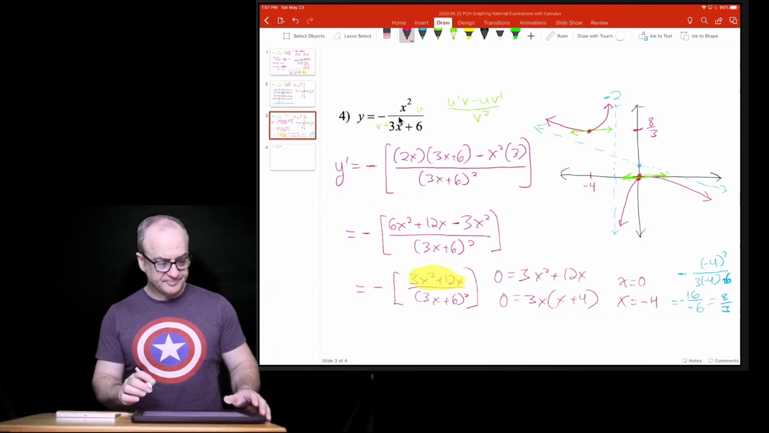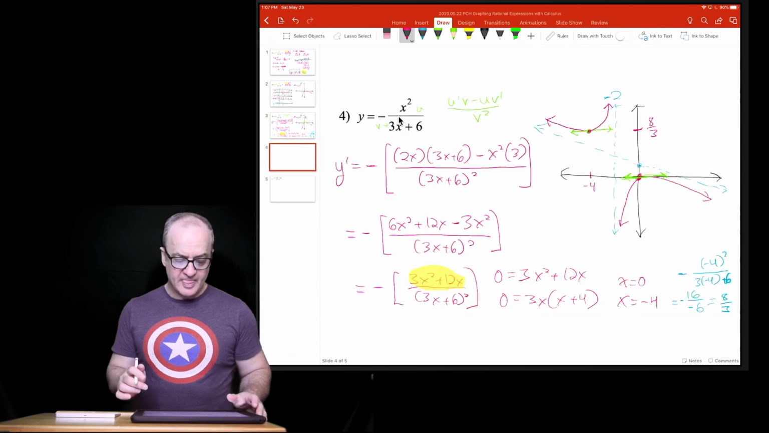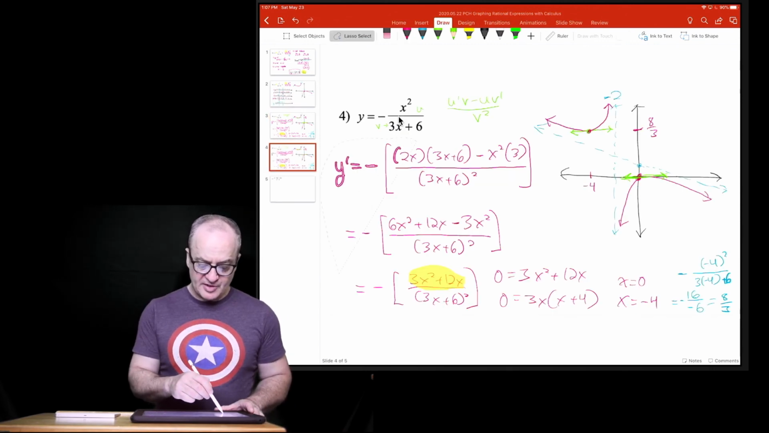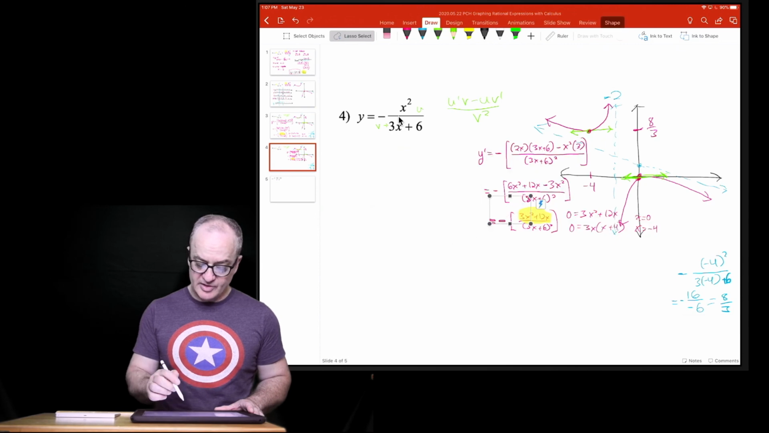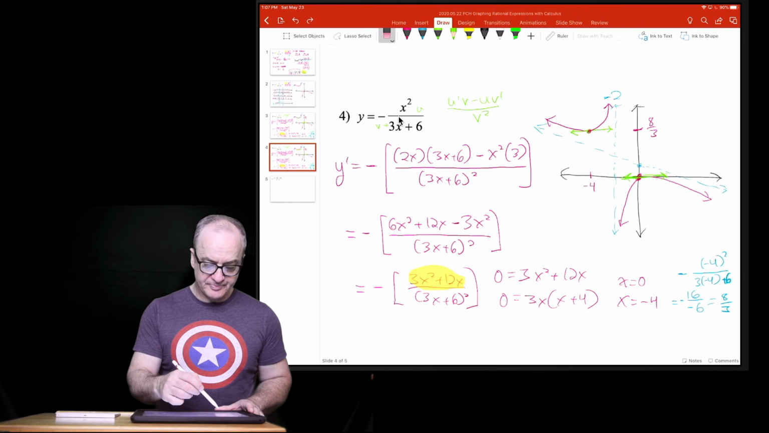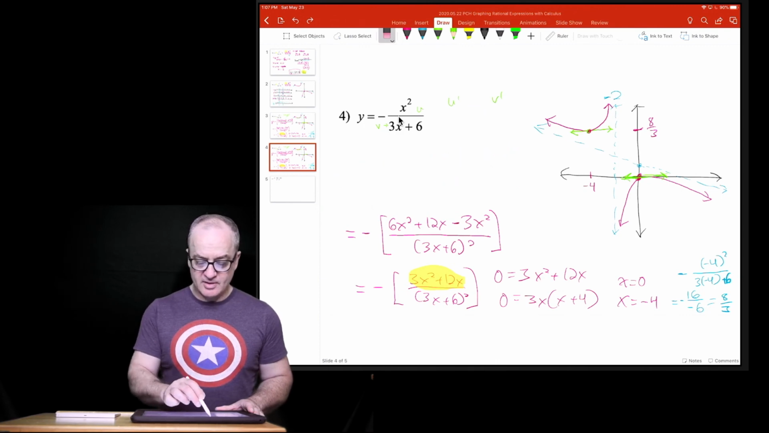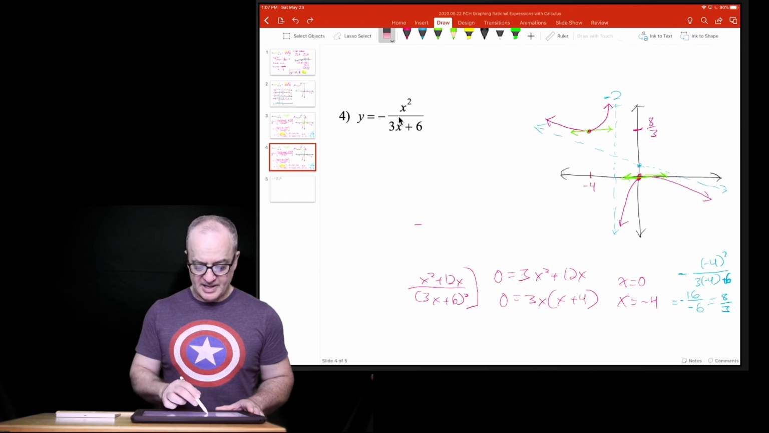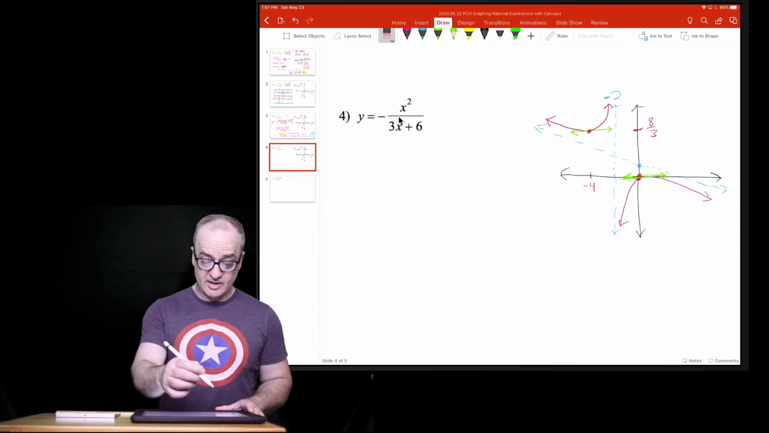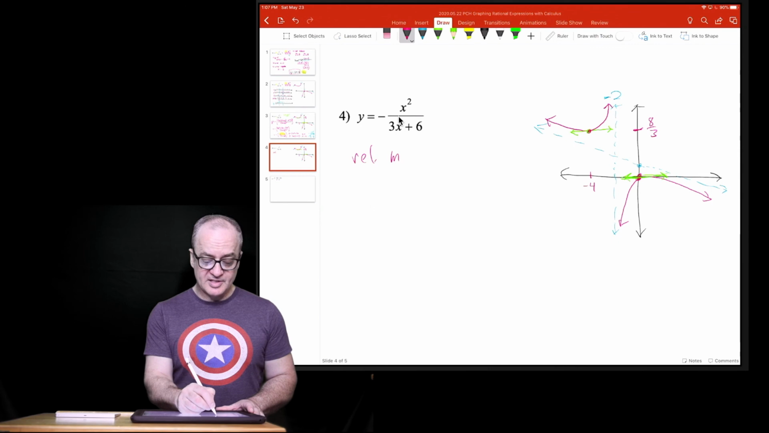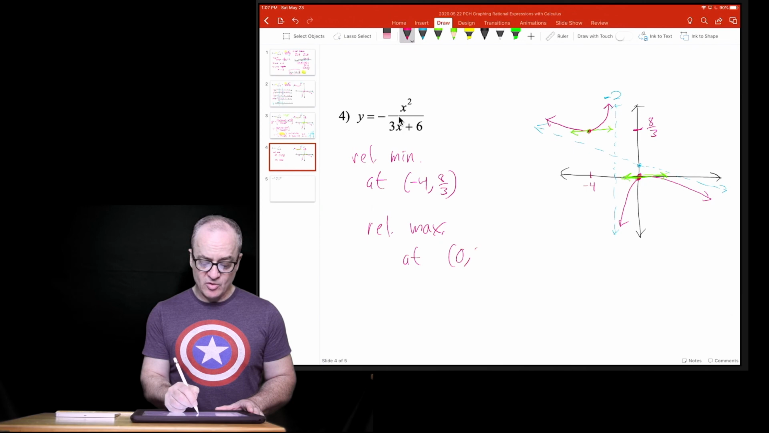Another way to express this information is if I specifically asked what the relative extrema of this graph are, you would tell me that the interesting things about the extrema of this graph are that there is a relative minimum at negative 4, 8/3 and a relative maximum at the origin, 0, 0.